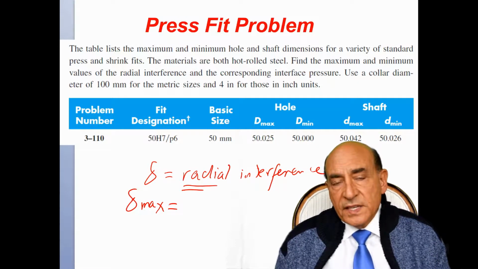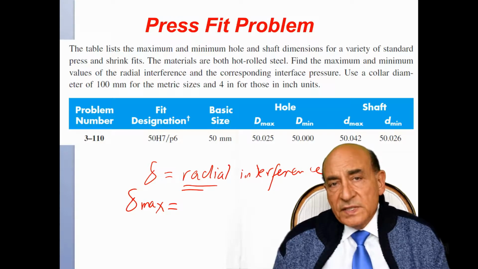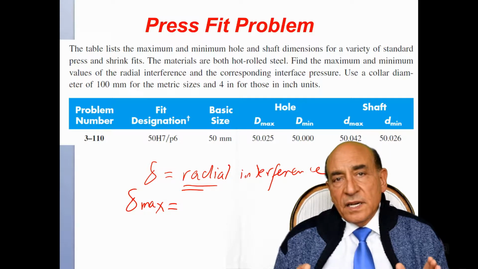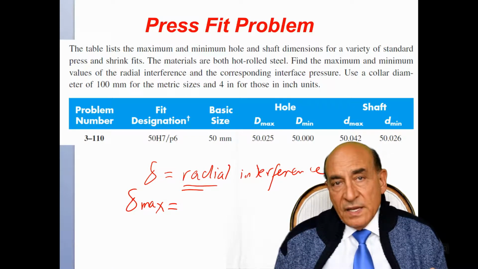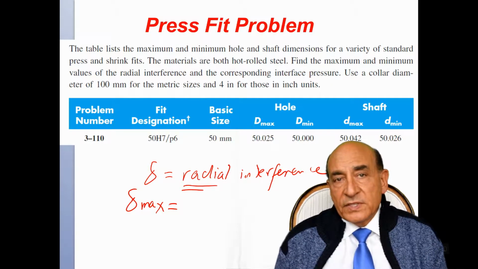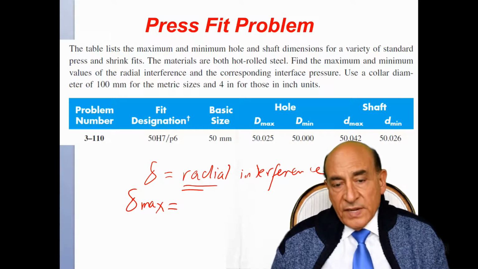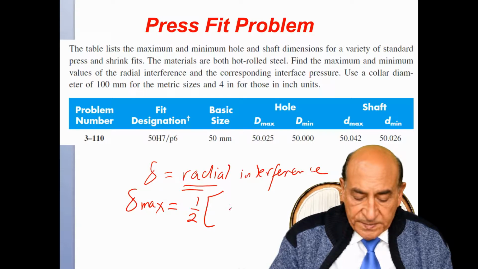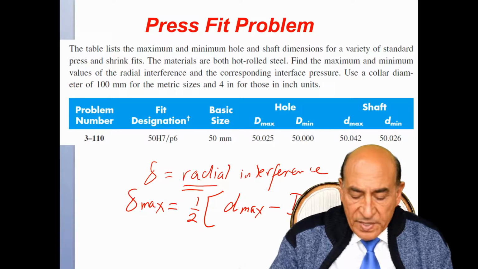So let's just think about the max. The maximum interference would occur if I take the shaft diameter that is the largest and subtract it from the hole diameter that's the smallest, right? Not only that, but I have to divide that difference by 2 because the diameters are twice the radii. So it will be 1/2, and now this will be lowercase d max minus cap D min.